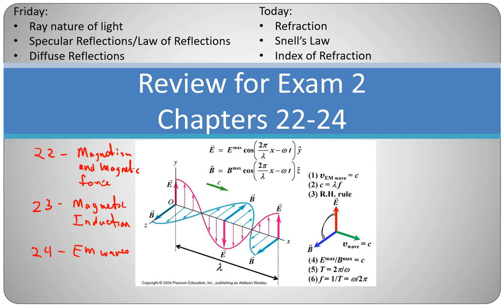Once again, a reminder about the tests coming up tomorrow. It's covering chapters 22, 23, and 24. 22 is about magnetism and magnetic force. So we learned about two things that will cause magnetism. What are the two things that will cause magnetism? Only one of them was actually in chapter 22. The other one was in chapter 23.